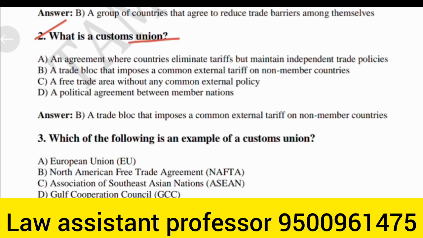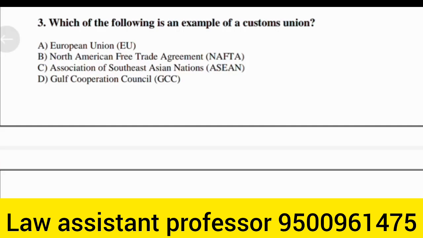What is the customs union? A trade bloc that imposes a common external tariff on non-member countries. Which of the following is an example of a customs union? European Union.